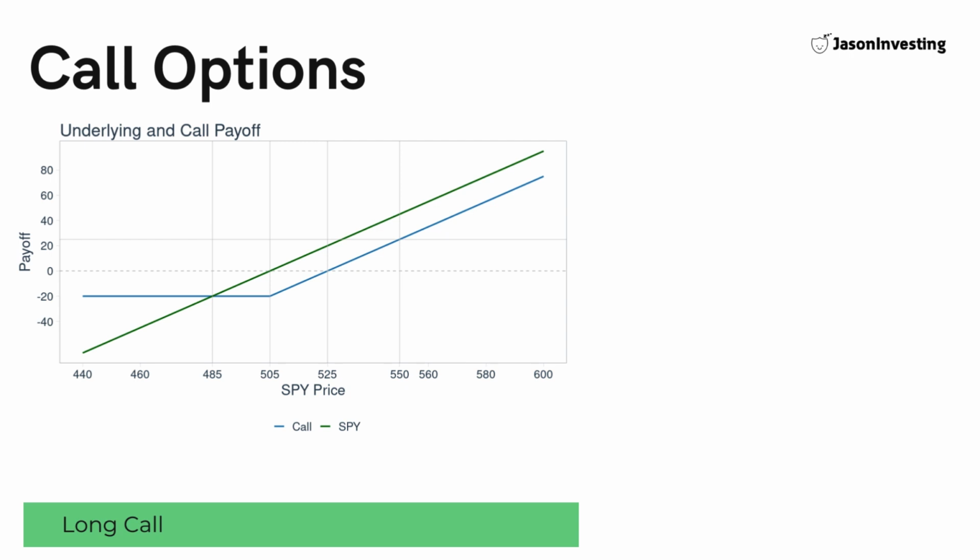And below the strike price, basically is a flat line, and that will be the loss. And how much loss are we talking about? The loss will be the cost of the premium. In this example, we just use $20. So basically it's minus 20 for the payoff. And anything above 505, you start making money.